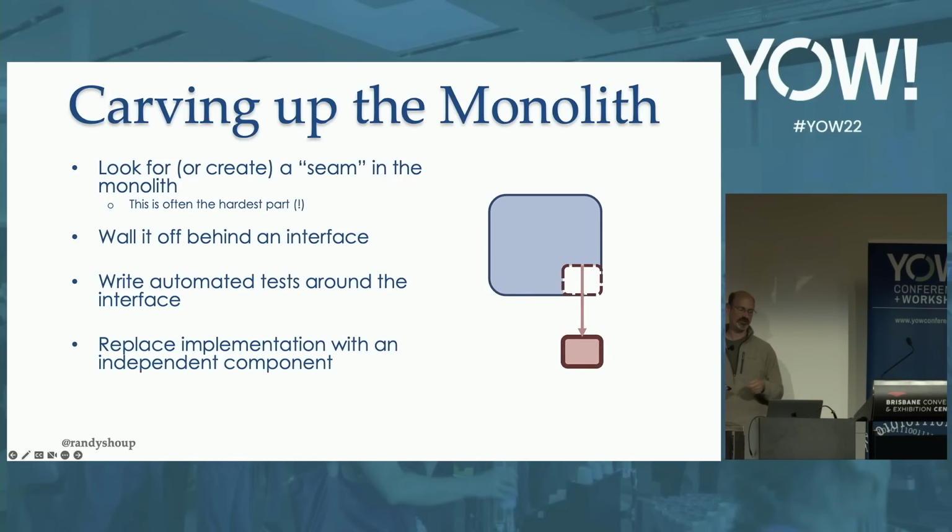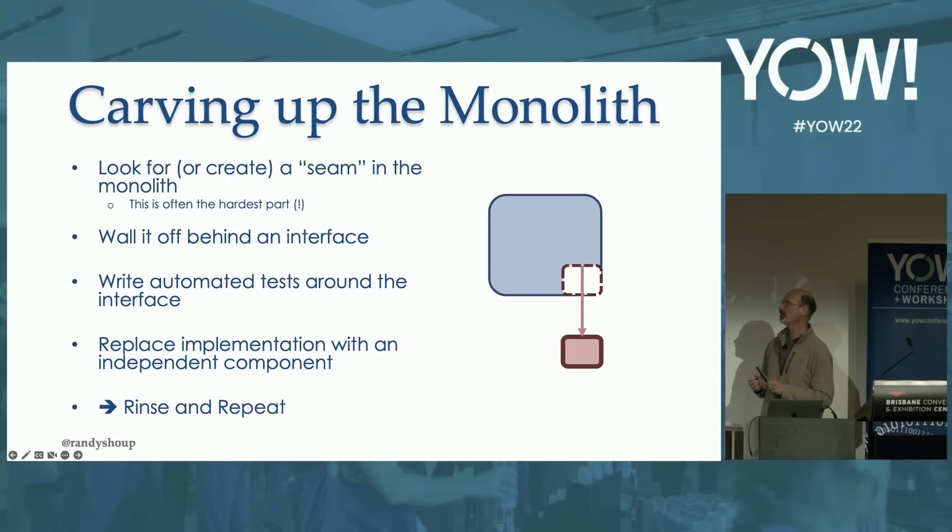OK, so please write automated tests around that interface. That's why we spent the effort to find that seam and to build the interface. Now and only now should we feel safe to replace that in-process implementation with an independent component. And then we can rinse and repeat. We'll do that for another part of the system, another part of the system, another part of the system. Does this make sense? OK, cool, great, lots of nods. OK. This is if we have the monolithic application problem.